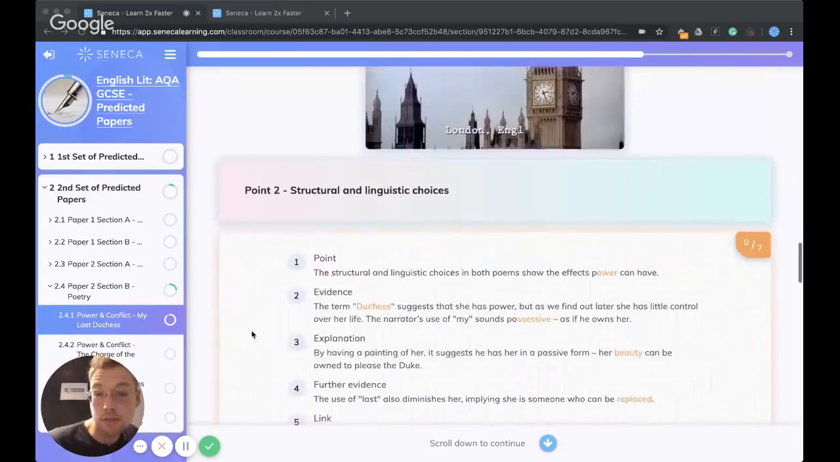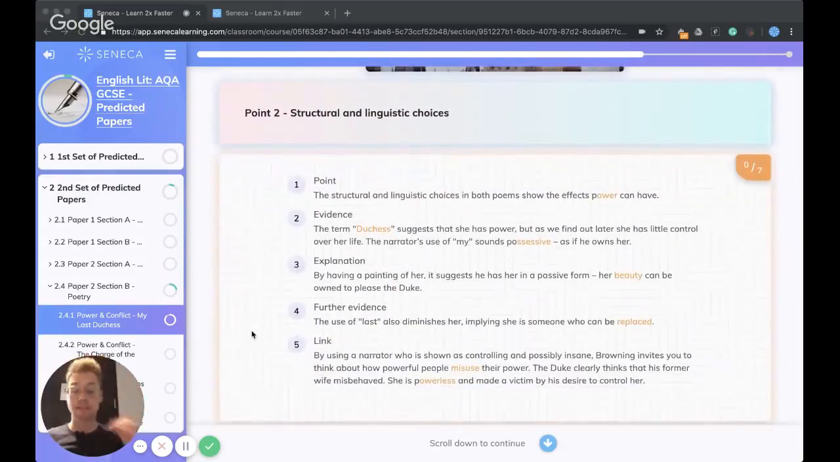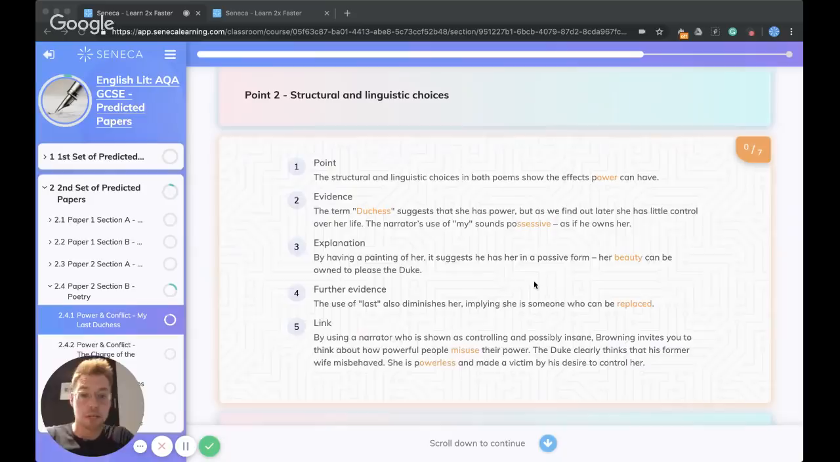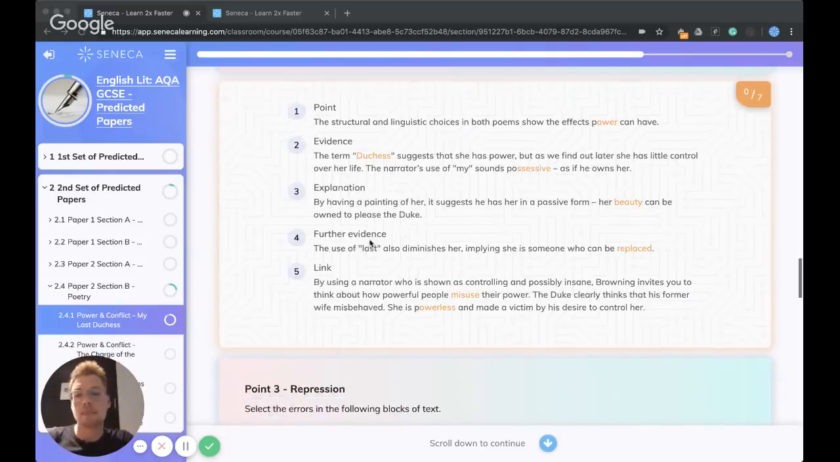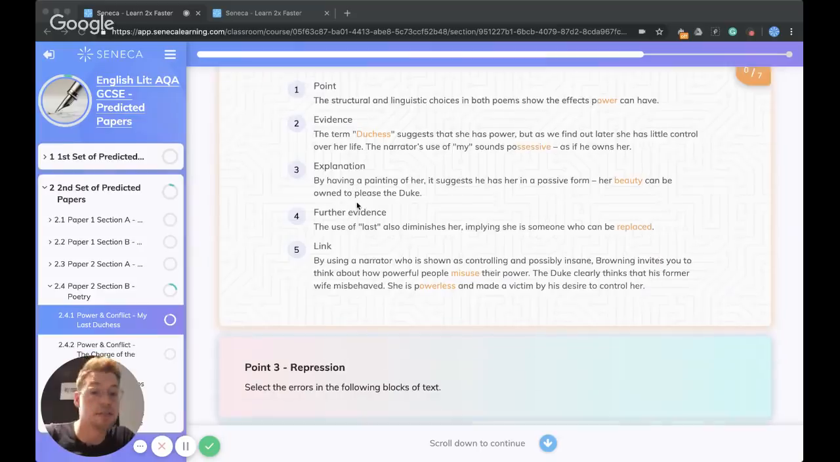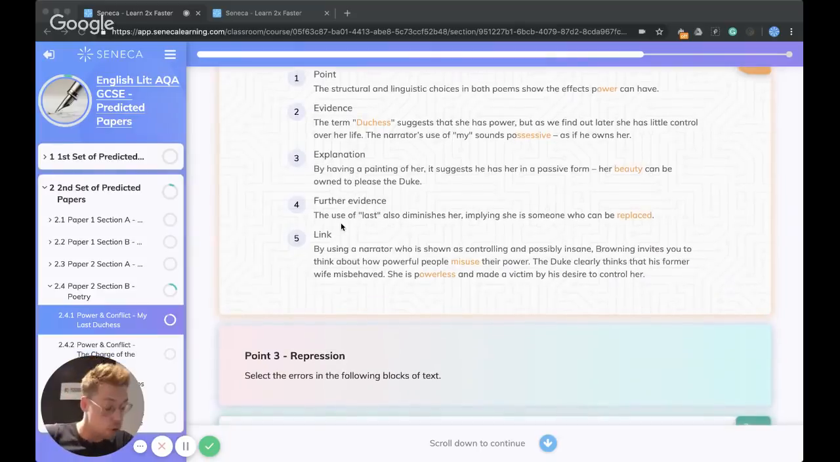So structural and linguistic choices. This is a good example of how to structure your paragraph. So make your point, you want it to be a topic sentence. So the structural and linguistic choices in both poems reflect the effects power can have. Then you've got some evidence. So the term Duchess suggests that power, but as we find, she has little control over her life. The narrator's use of 'my' sounds possessive, as if he owns her. So again, nice embedded quotation. Then we give an explanation of that. Then you give some further evidence, so use a different quote or something like that.